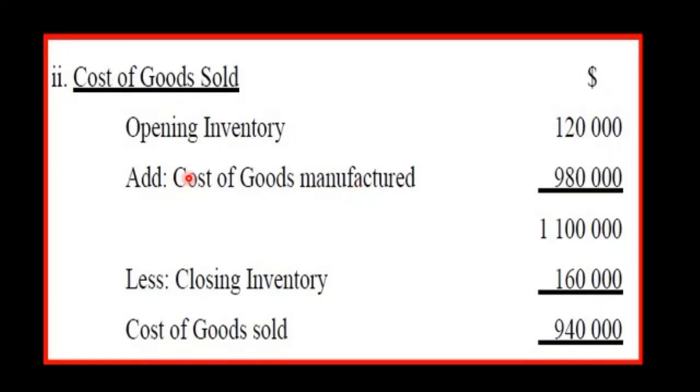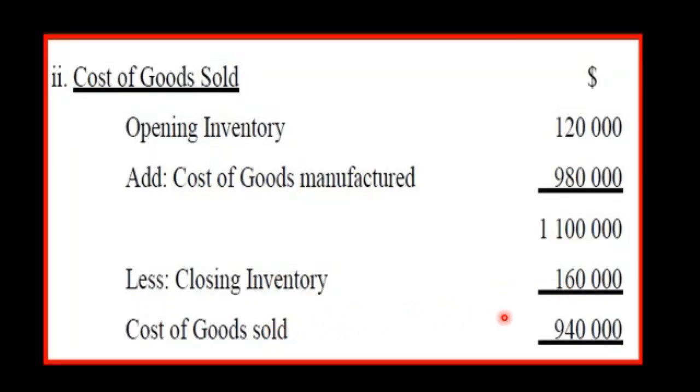Then we used to have purchases here, opening inventory, add purchases, right? In this case, we are not buying the goods, so we don't have a purchases figure to put in here. We cannot put the purchases of the raw material here because that would be incorrect. This is dealing with finished goods. We add on the cost of the goods manufactured from the manufacturing account here. We get 1,100,000, and we less the closing inventory, 160,000. We saw that just now.